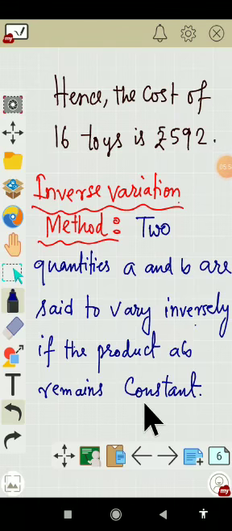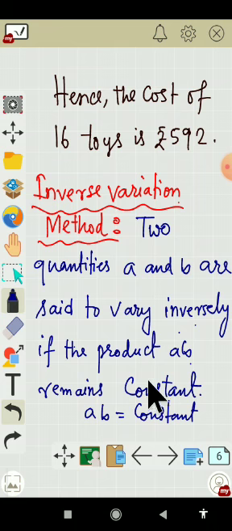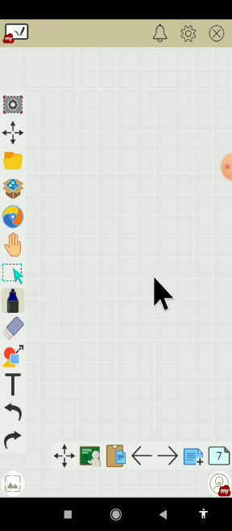Inverse variation method. Two quantities A and B are said to vary inversely if the product AB remains constant. So here A and B, their product will be constant.